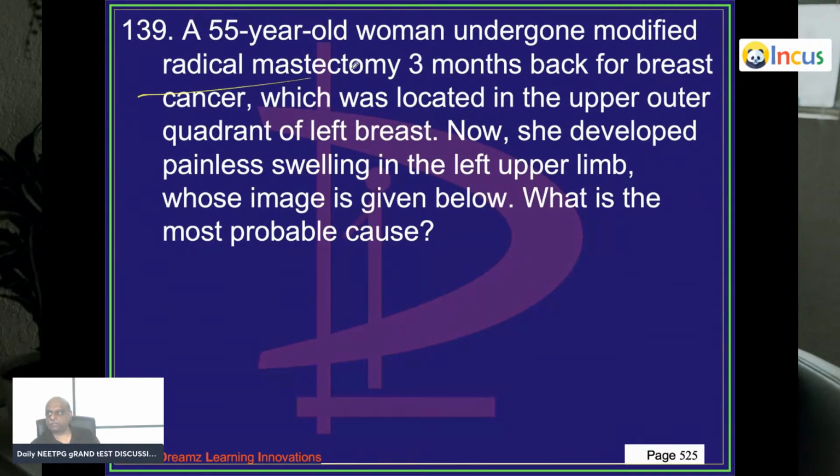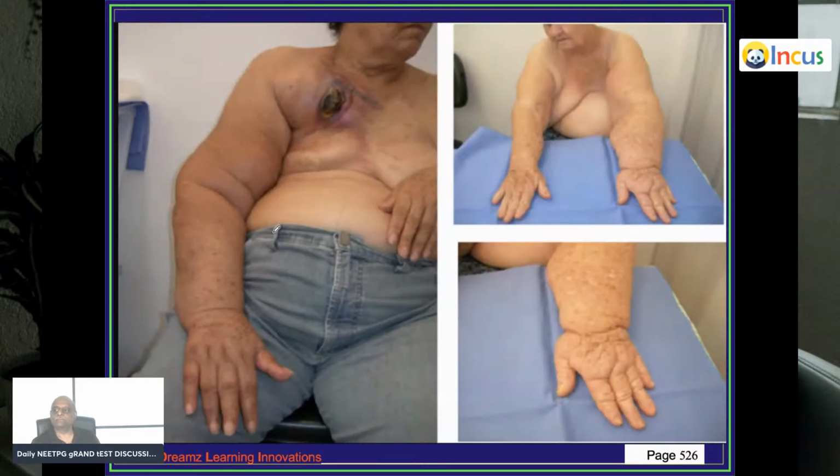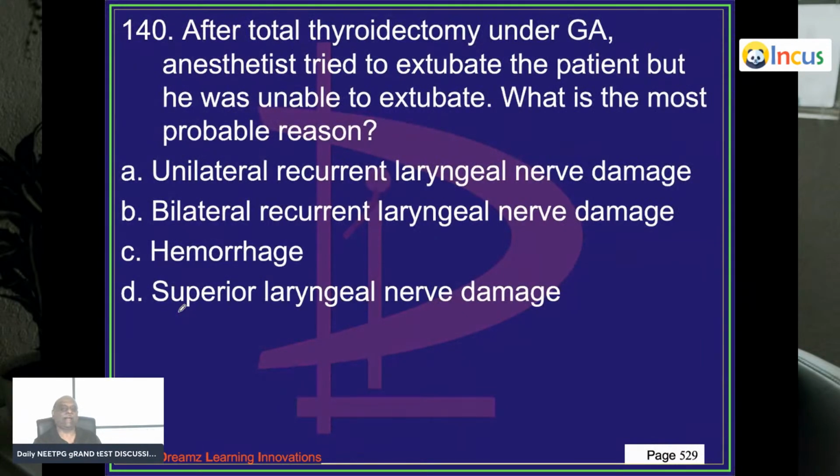55-year-old undergoes modified radical mastectomy 3 months back for breast cancer. Now she developed a painless swelling in the left upper limb. So this is classically lymphedema after mastectomy.